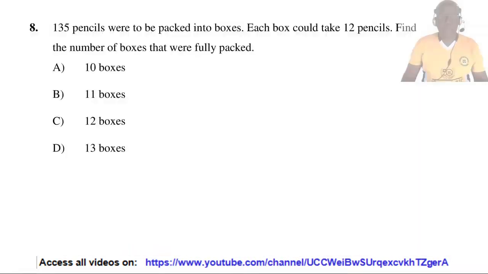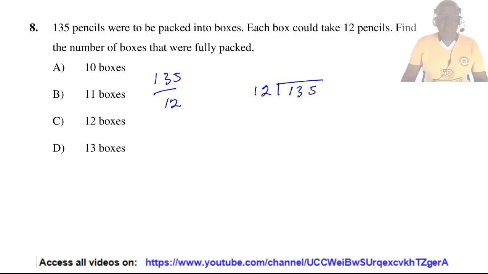Question 8. 135 pencils were to be packed into boxes. Each box could take 12 pencils. Find the number of boxes which were fully packed. We shall divide 135 by 12. We shall use the long division method.